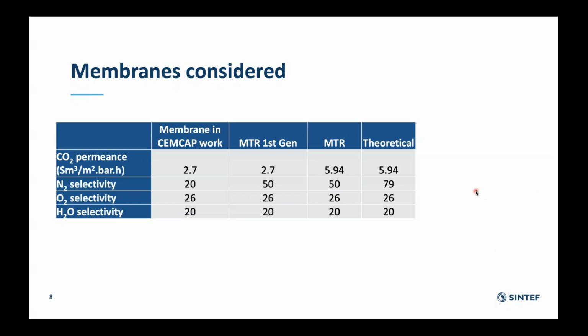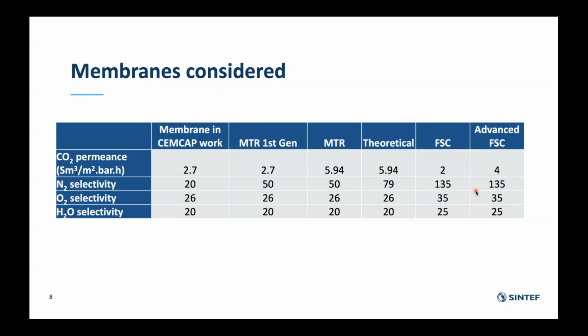And then we consider a theoretical membrane, we call it, because we keep the permeance at 5.94, and the selectivity is set at the Robeson plot limit, which comes out to be 79. The other membrane that we will look at is the FSC membrane that has been developed at NTNU and is now being further developed by Air Products, which has a low CO2 permeance but very high selectivity, and an advanced FSC membrane also looked at by NTNU with a CO2 permeance of 4 and a selectivity of 135.